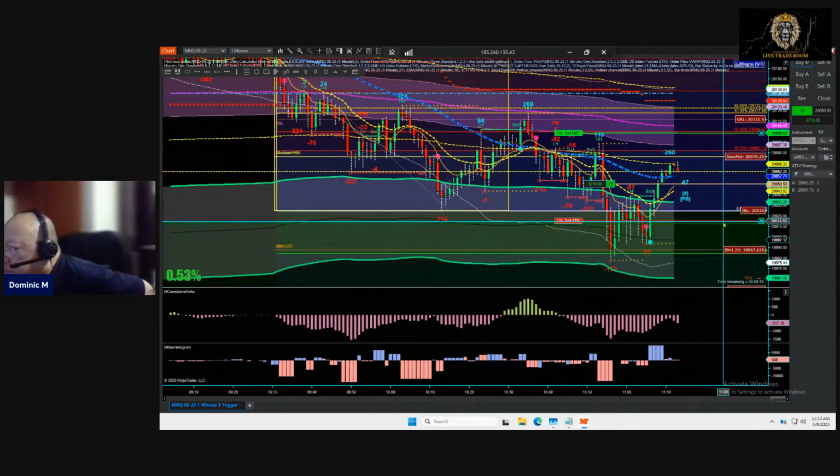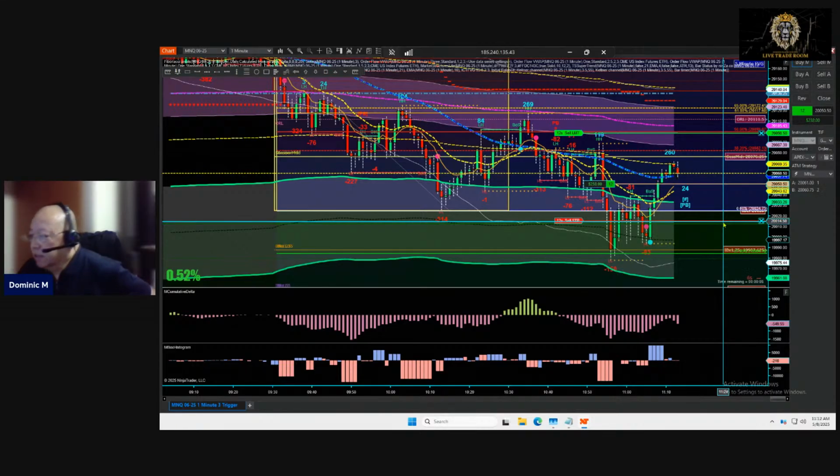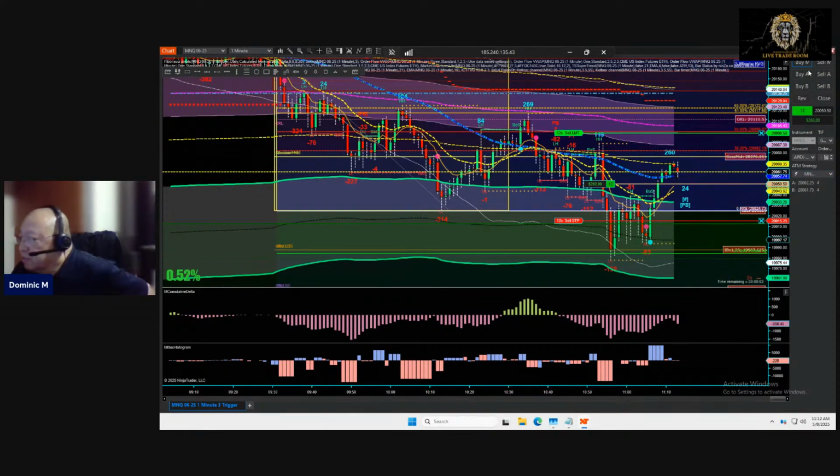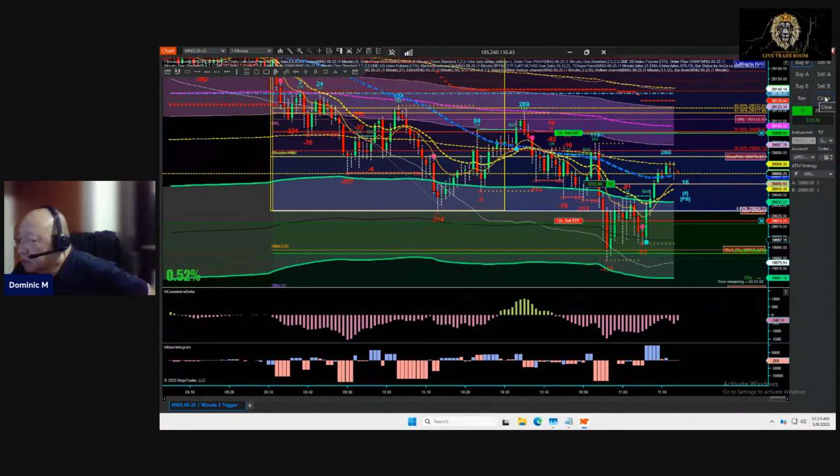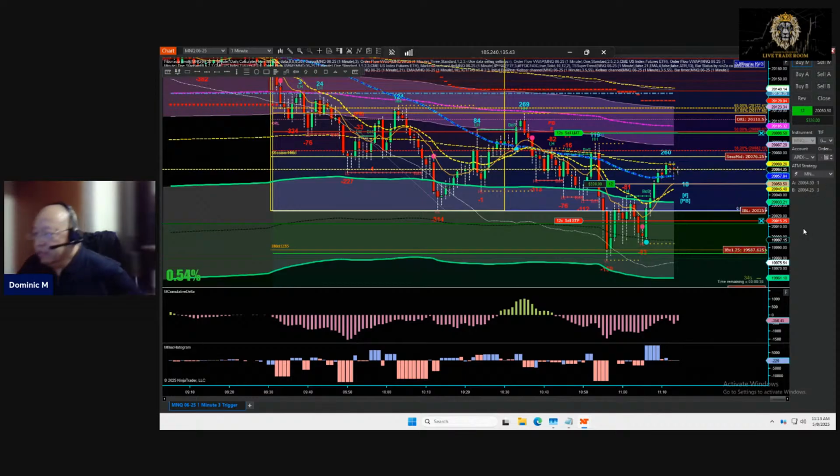Hmm. 7, 6, 5, 4. Let's see where they close it. Close it below. I might just close this out. Closed it below. At least still above the mid band, right? Still above the mid band where they're closing. But they're not closing above this yellow line here. Again, I was telling you guys, that's strong resistance.